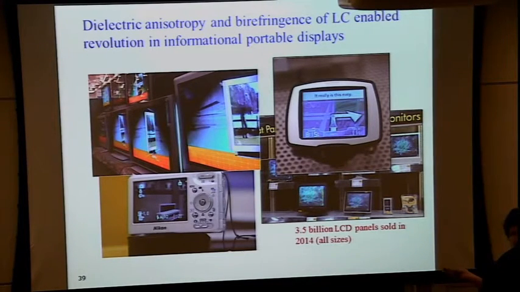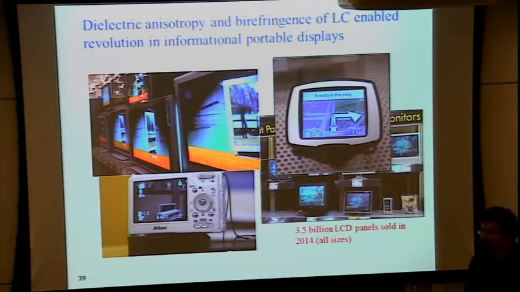And of course, the industry is booming. Last year, there were 3.5 billion LCD panels sold worldwide. How many people do we have on this earth? How many? 7 billion. So almost one per couple.